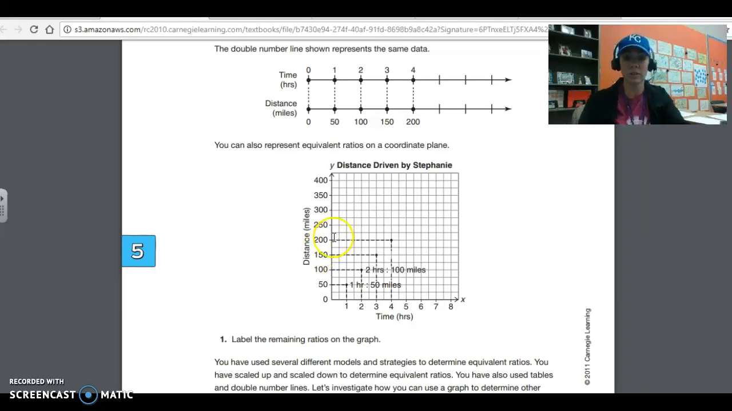But I would like you to take a few minutes to finish showing how far Stephanie will drive in 5 hours and 6 hours and so on until you have your graph finished. And once you have it finished, you'll bring it with you to class tomorrow, and we will talk more about using graphs for our equivalent ratios then.